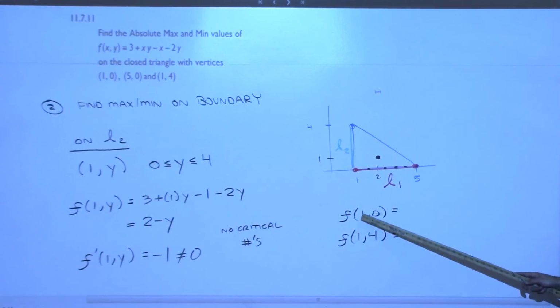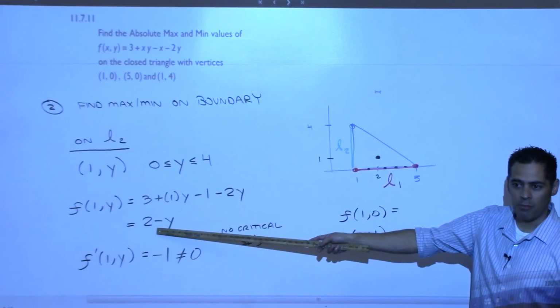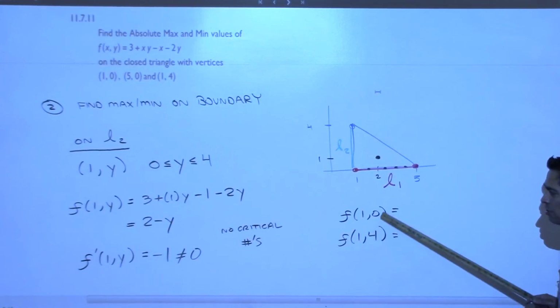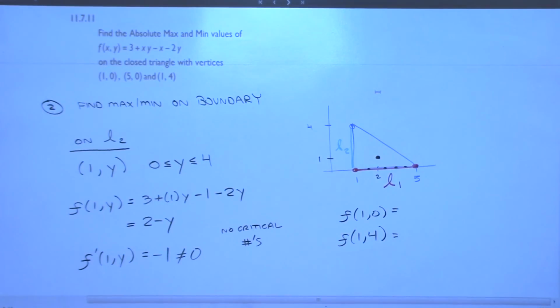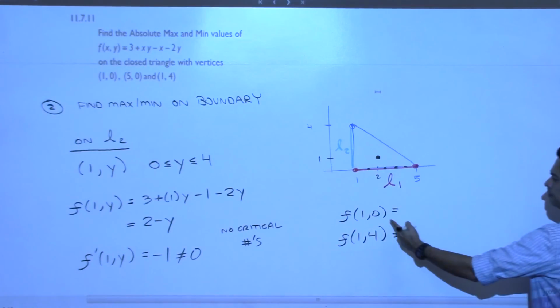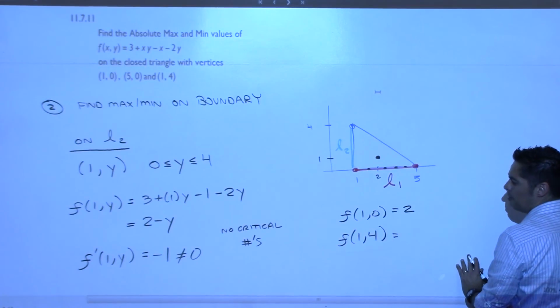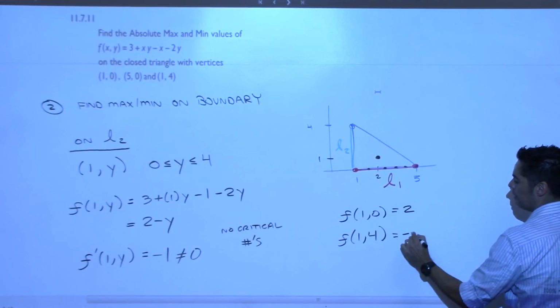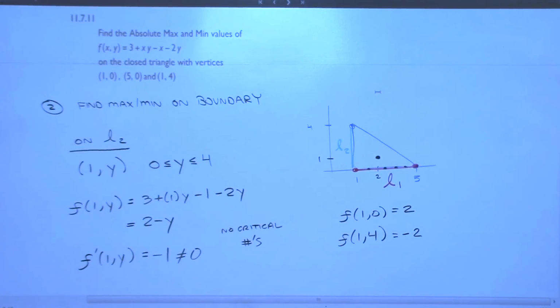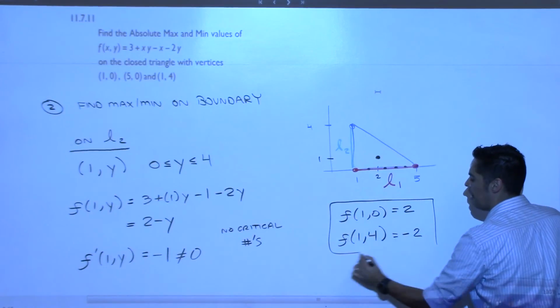We already know what happens when you plug in 1 for x. That's what happens when you plug in 1 for x. We just want to know what happens when you change the y, which is this. So what happens when I plug in 0? 2. And then when I plug in 4, -2. Save these. We'll come back to those later.